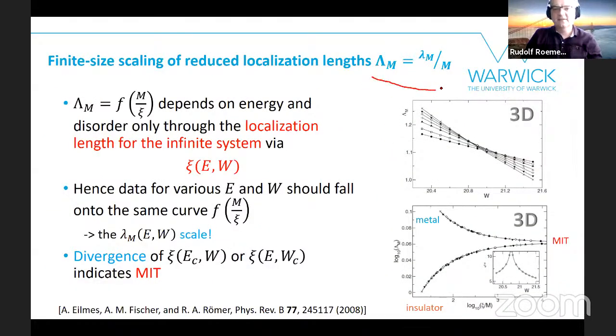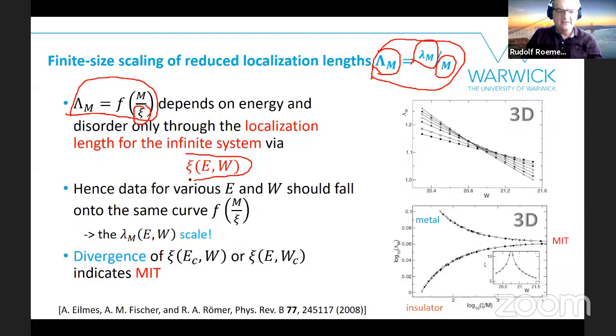Okay, the next ingredient we want, particularly if we want to go to 3D, but not only for 3D, is finite size scaling, and the quantity we're looking at is the so-called reduced localization length, capital Lambda M, which is just the localization length that we just spoke about, obtained from the transfer matrix, divided by the system width. When we do that, we have a dimensionless quantity, and with this dimensionless quantity, we can do proper scaling. And the scaling idea is that Lambda M depends via a scaling function only on M divided by xi, and xi is a scaling parameter, and the scaling parameter itself depends on the energy and the disorder at which I'm looking at the system.